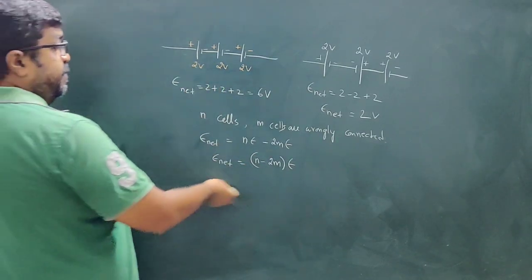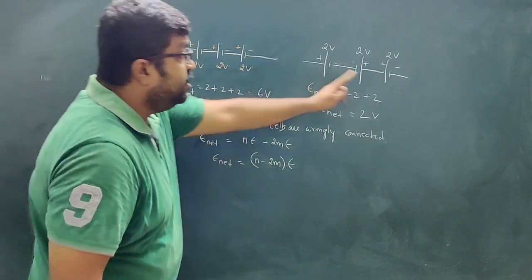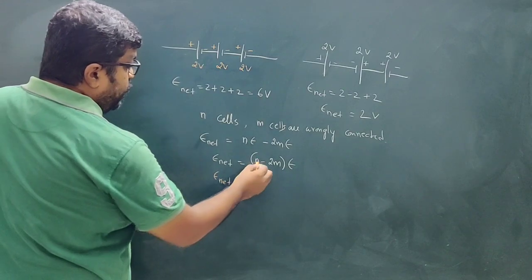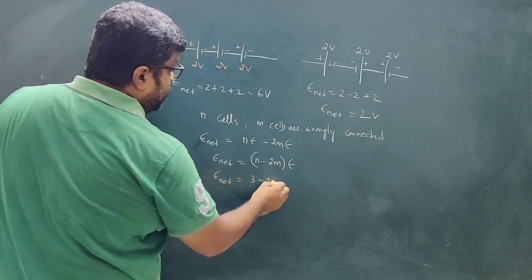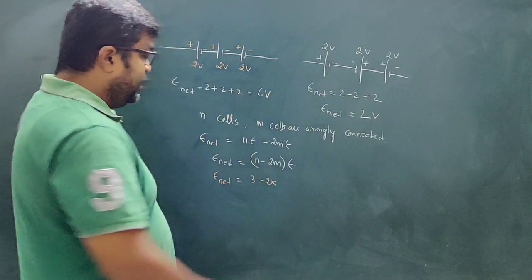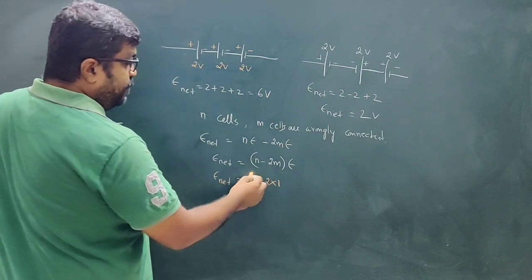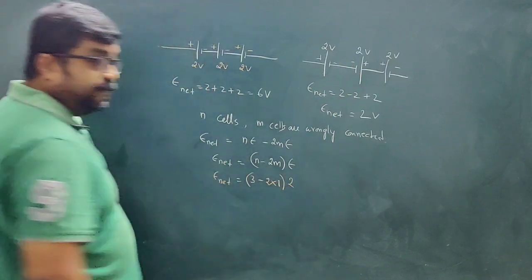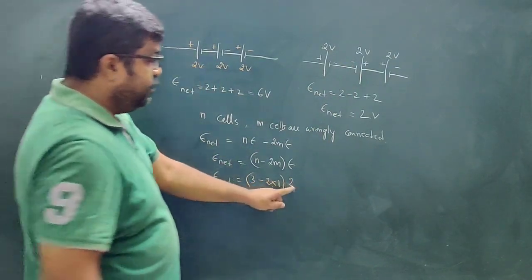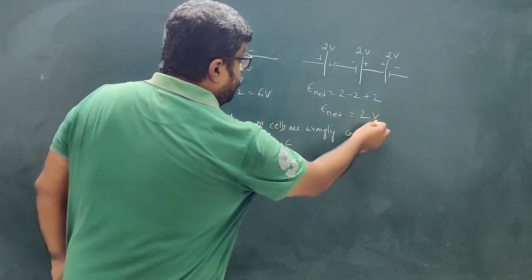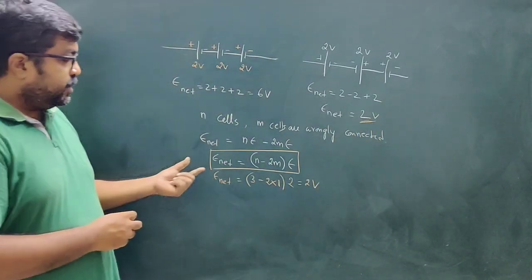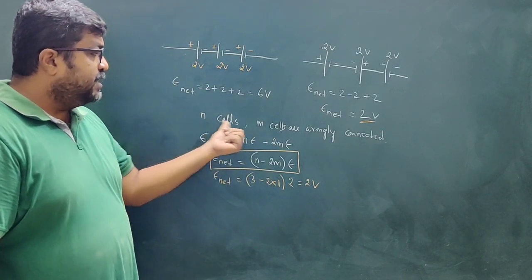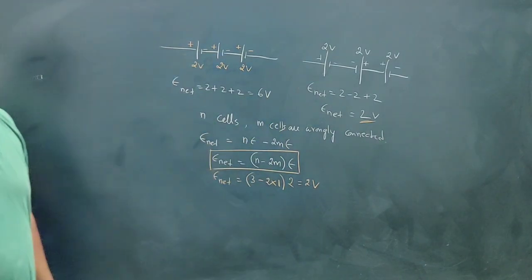Here we have how many cells? 3 cells. Total 3 cells. So E net is equal to n, which is 3, minus 2 times, how many cells are wrongly connected? 1 cell. So m is 1, times the EMF of 1 cell, which is 2 volts. 3 minus 2 is 1, into 2, so this is 2 volt. So this is how you calculate the net EMF when out of n cells, m cells are wrongly connected.